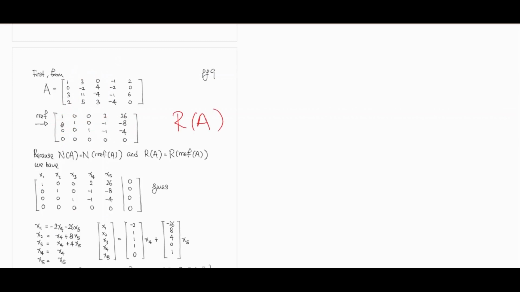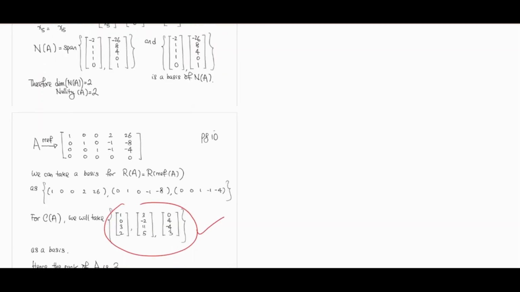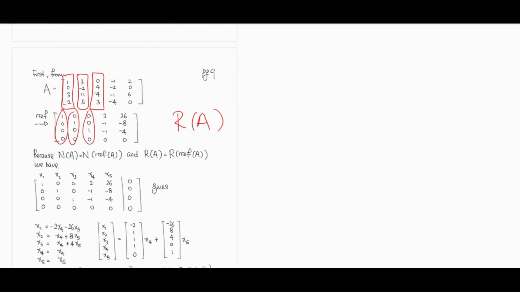But then, look at this: select these column vectors here, so that these three will form a basis for the column space of A. So for the column space of A, look here; for the row space of A, look right here.